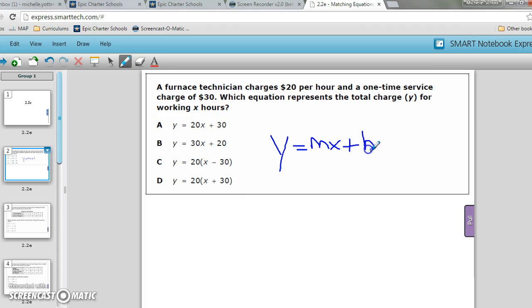Okay, your M is always per something, per hour, per pound, per anything. And then your B is your y-intercept, where it starts. So he's charging 20 per hour, so that's going to be our M. And then he has a one-time fee of $30. So that's where it starts. It starts at 30 and then goes $20 per hour from there. So your answer is going to be A.